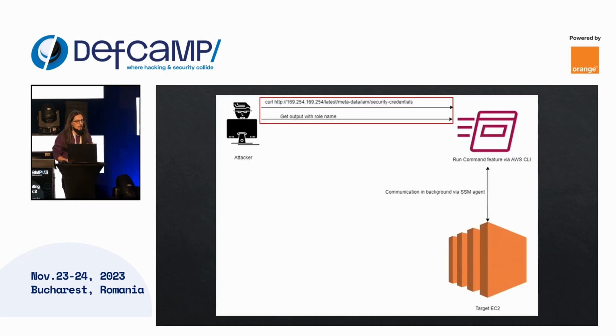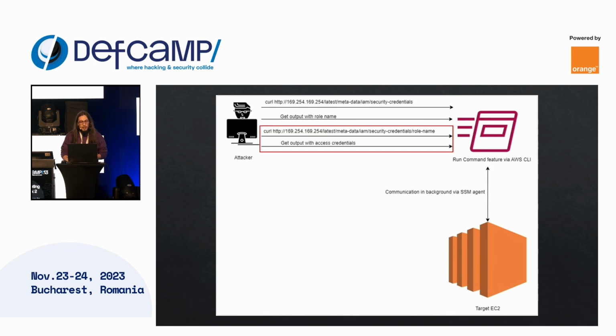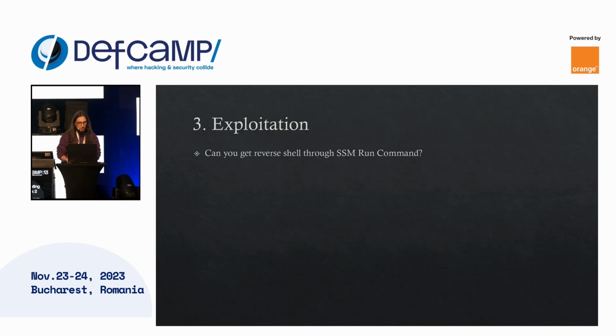This is an example of how you can do that. You send a curl command to the instance metadata API. This will give you the name of the role attached to the instance. And then you perform another query where you add the name of the role and you will receive the access credentials of the instance's role. And this will basically give you the same level of privileges that the instance has.